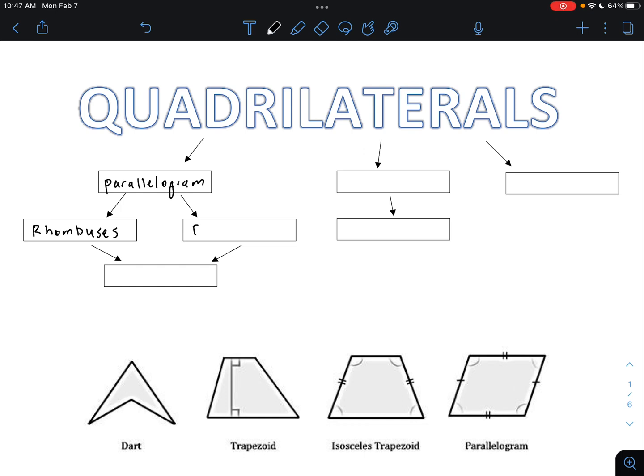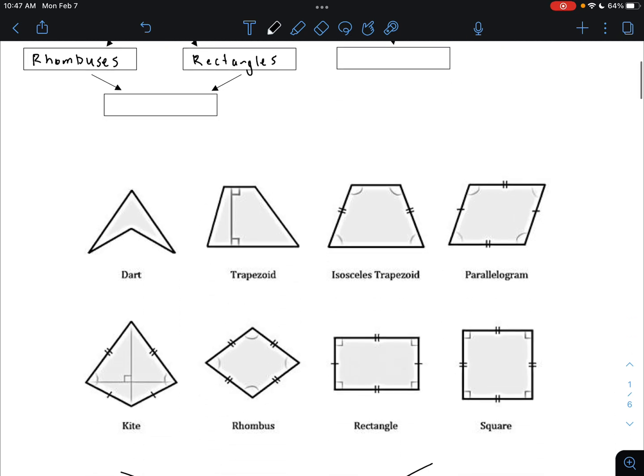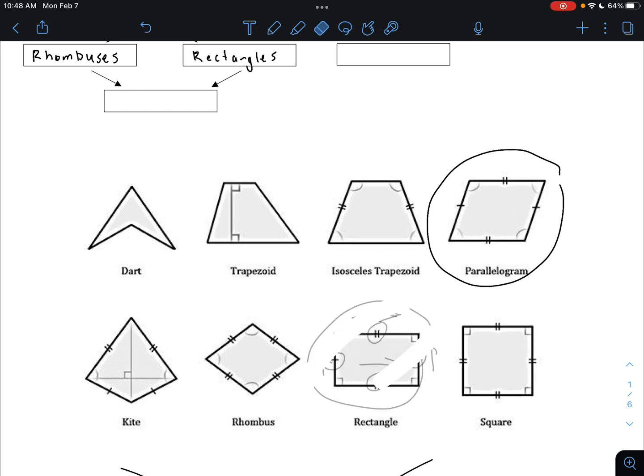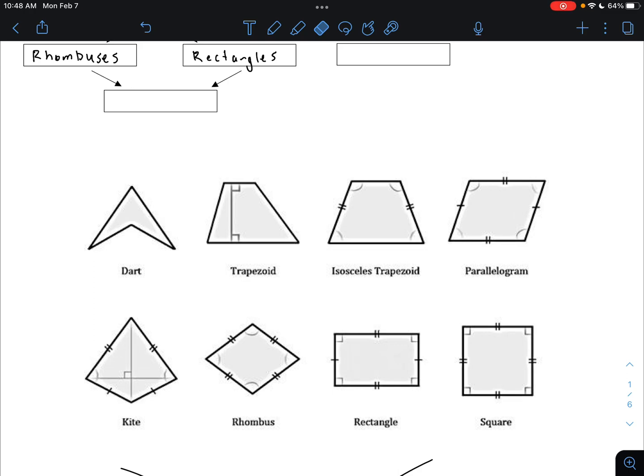Now, you may be wondering, well, a rectangle, is that really a parallelogram? Isn't that just a rectangle? Well, rectangles are indeed a type of parallelogram, because if I look here at my rectangle and my parallelogram, does this rectangle not have two sets of congruent parallel sides? Well, it sure does. So a rectangle is just a special type of parallelogram with a few extra properties.